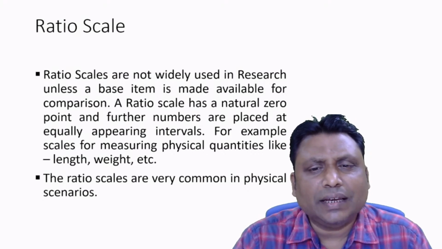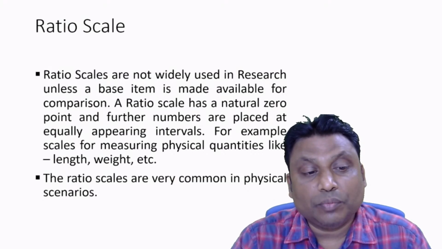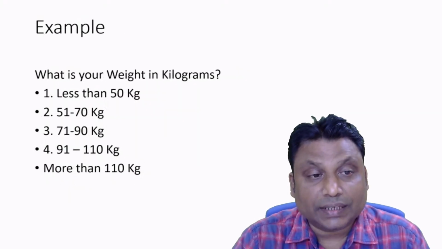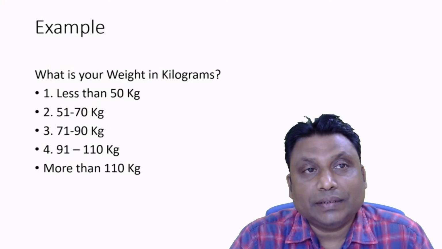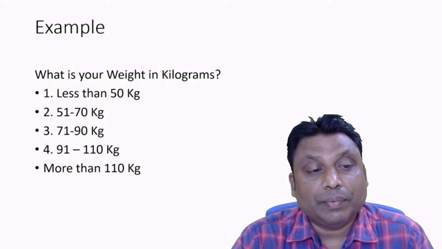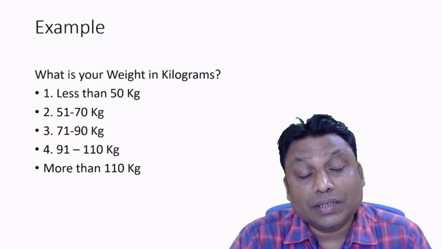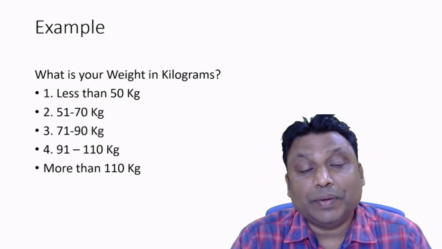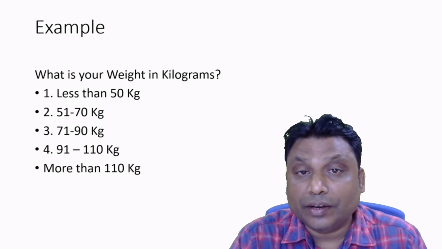But a ratio scale has a natural zero point and numbers placed at equally appearing intervals. For example, scales for measuring physical quantities like length, weight, etc. Ratio scales are very common in physical scenarios. For example, what is your weight in kilograms? Less than 50 kg, 51 to 70 kg, 71 to 90 kg, 91 to 110 kg, more than 110 kg. Ratio means: less than 50 kg, after 51 to 70, what is the interval? 19.